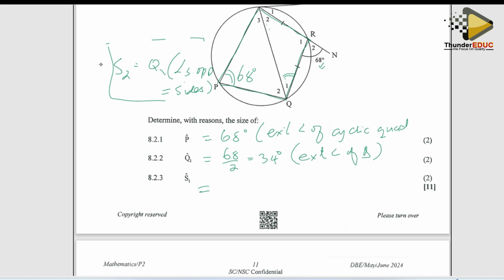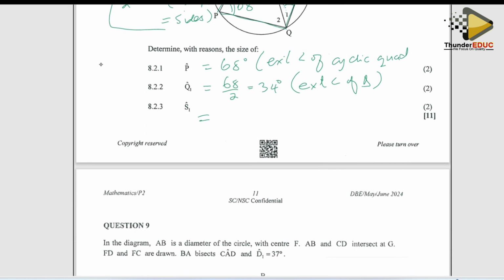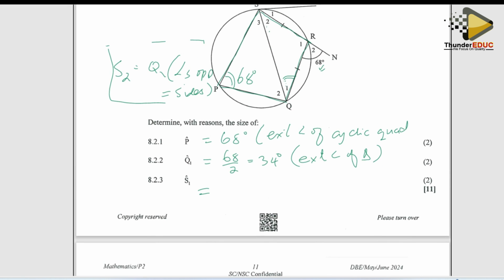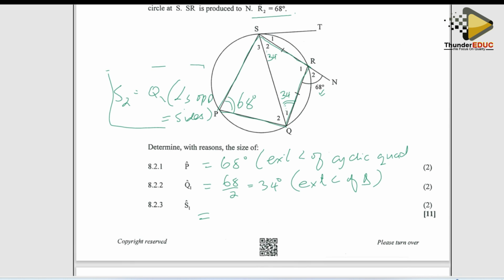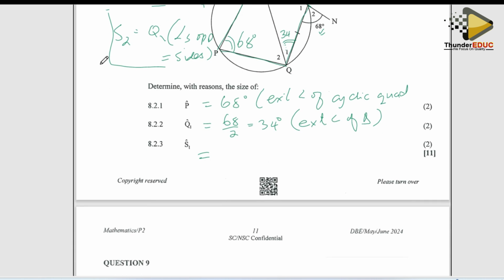Then what will our S1 be? So we're calling this a 34. This is also 34. Then they want us to get S1, so we can use the tan chord. So this is a tangent, and it's going to also be 34. This is 34 degrees.